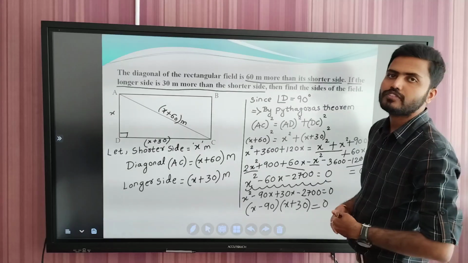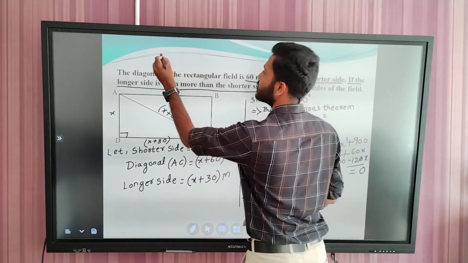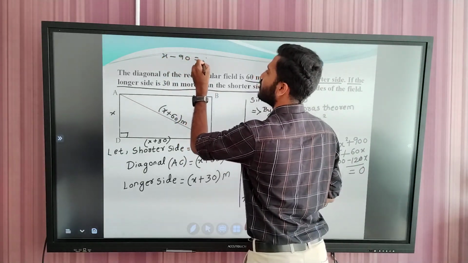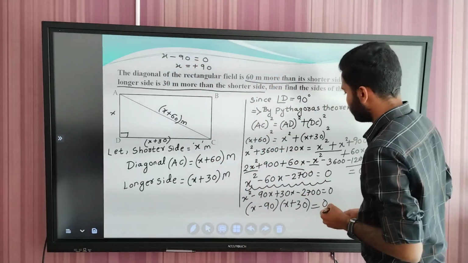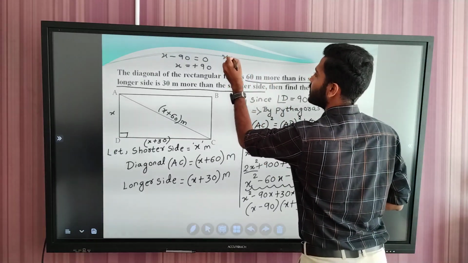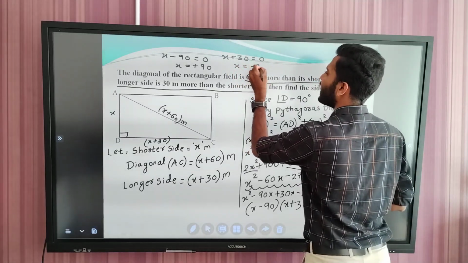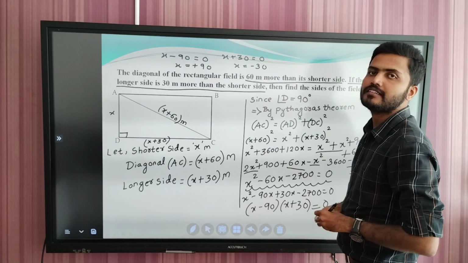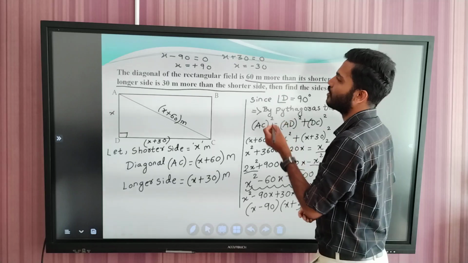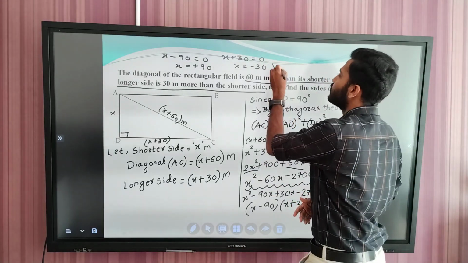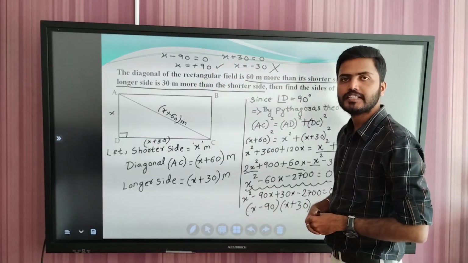Okay, so take common and you get these answers. So now we have to think. We are talking about the sides of this rectangular field. So if I equate x minus 90 to 0, I will get x value as plus 90. Okay, so this is acceptable. But what about this one? x plus 30 is equal to 0. So I will be getting x is equal to minus 30. Correct? So can the length be negative, my dear students? No, right? We cannot take length or the measurements of a field in negative. So we'll just reject this value and finally we'll conclude that x is equal to 90 meters will be the answer.